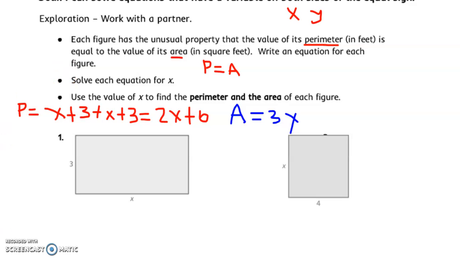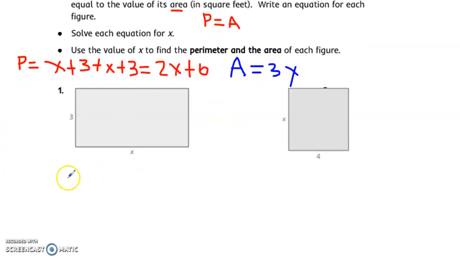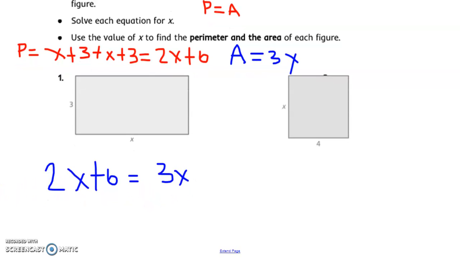Now if the perimeter and the area are the same, we've got 2x plus 6 and then 3x. If these are the same, that means we can set them equal to one another. Now we solve. So if we have x's on both sides, we need to get them onto the same side.